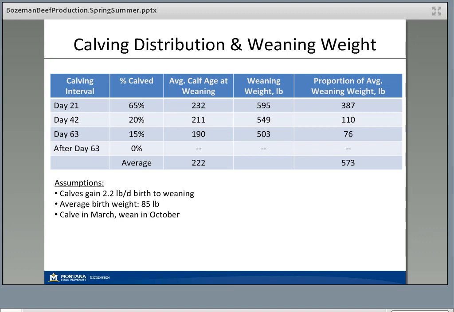Notice that we've increased the calf age at weaning from an average of 209 days to 222, and we've increased the average weaning weight from 548 to 573 pounds. So you can think about how this might impact your situation and your local conditions.